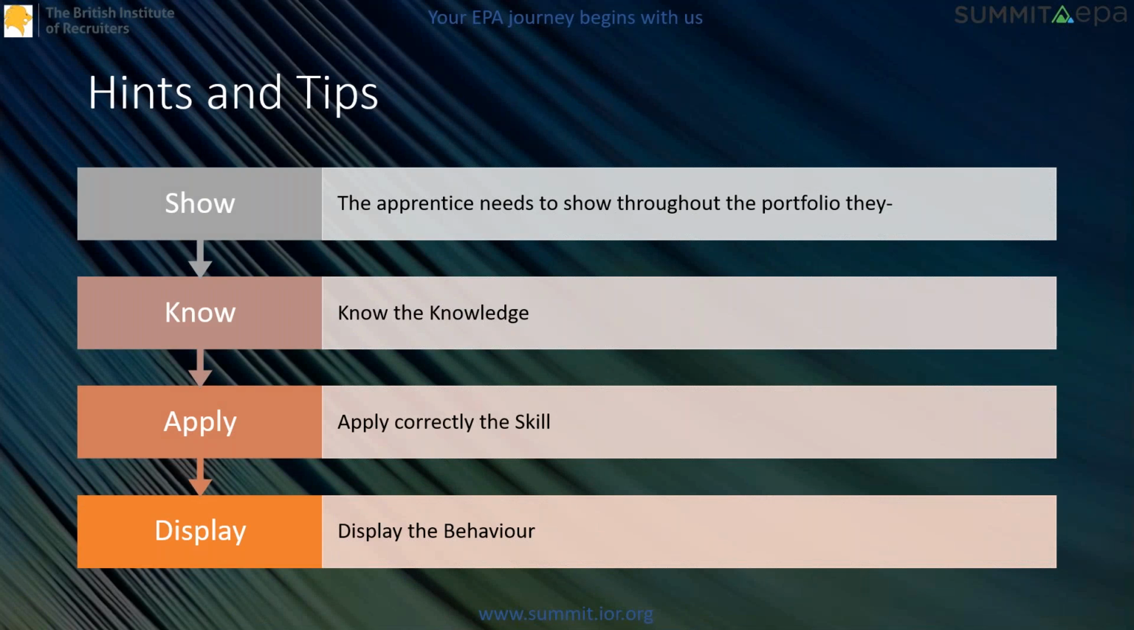And last but not least, I like to show, know, apply and display. So with their portfolio, the apprentice needs to show throughout the portfolio they know the knowledge, apply correctly the skill, and display the behaviour doing it. So that's your KSBs. If you use show, know, apply, display and check the evidence is submitted, it's quite a useful tool.